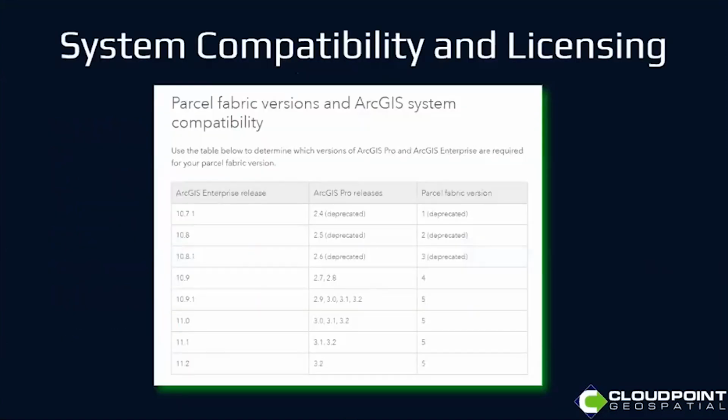Okay, so with your system compatibility, this is looking at ArcGIS Enterprise, ArcGIS Pro, and the Parcel Fabric. So the Pro release 2.6 or older, those have been deprecated. So we're looking at going forward now mainly with 10.9 and newer for your enterprise release, compatible with Pro 2.7 to 3.2, and then Parcel Fabric versions 4 and 5.